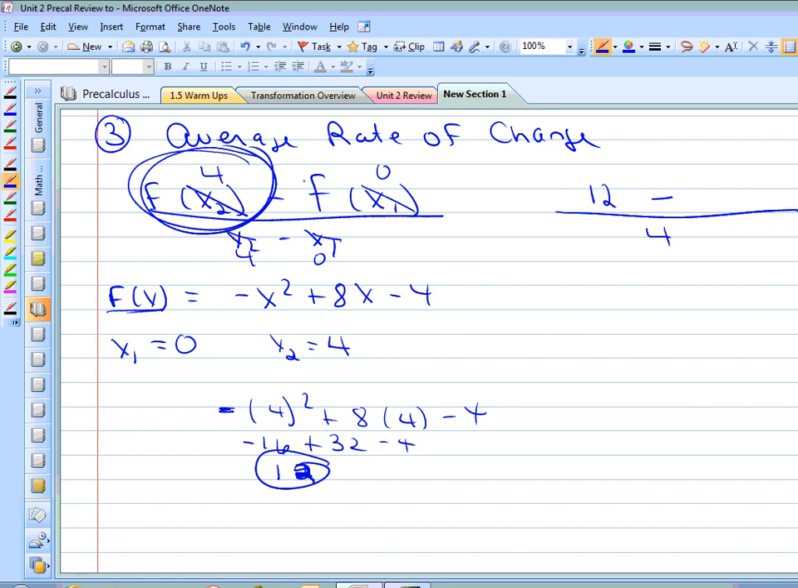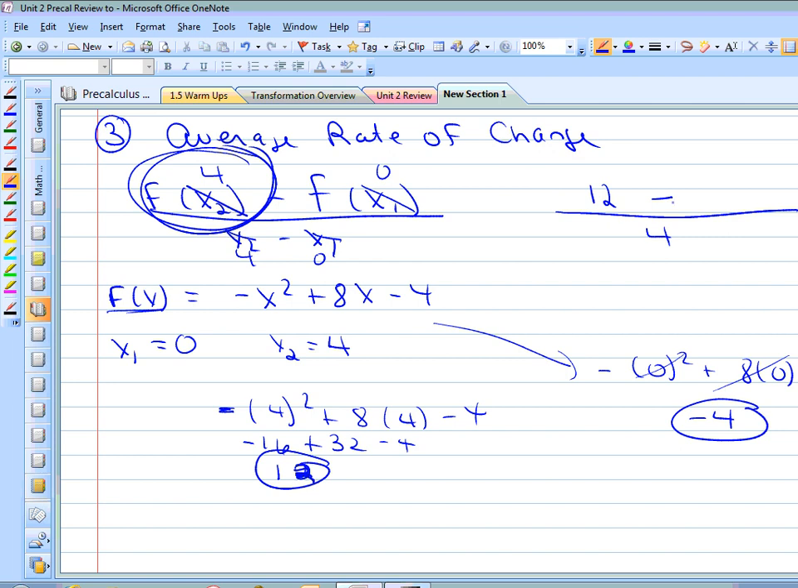I'm going to subtract f of 0. So now I'm going to take this, and I'm going to plug in 0. So I have a negative on the outside, 0 squared, plus 8 times 0 minus 4. All right, so this is going to become a 0, this is going to become a 0, and I'm left with negative 4. Be really careful.